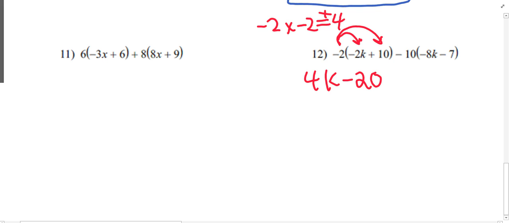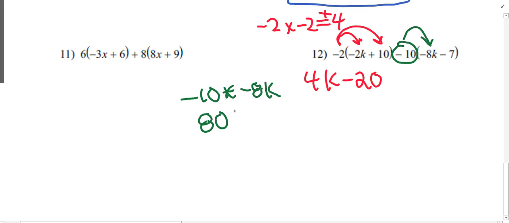Okay, and this last step can be difficult if you don't remember that you are distributing a negative 10. So we have a negative 10 multiplied by a negative 8k. So we have negative 10 times negative 8. That's a positive 80. And then the variable k stays along there. So this is a positive 80k. So let's write it plus 80k.